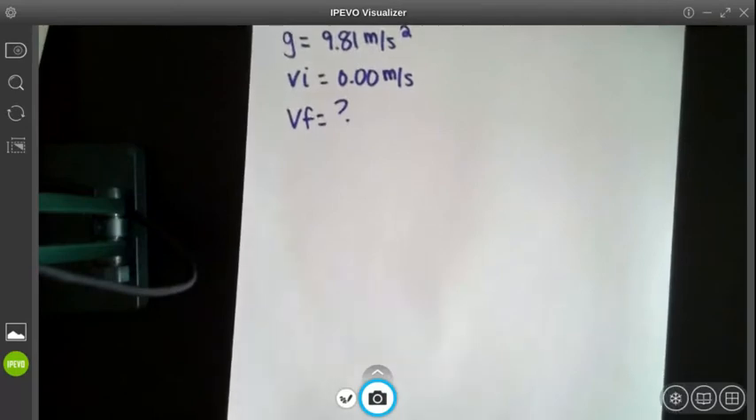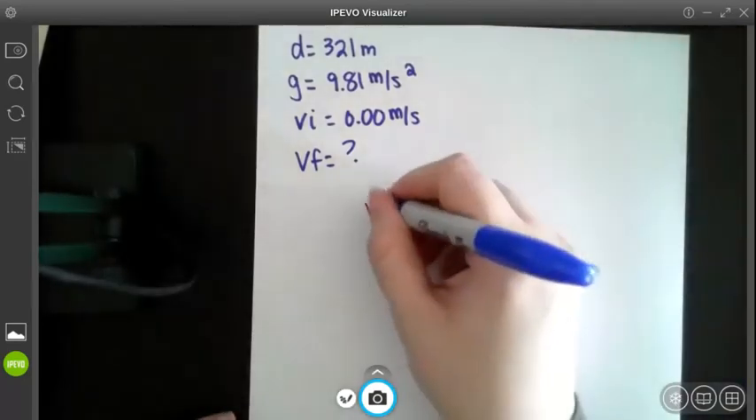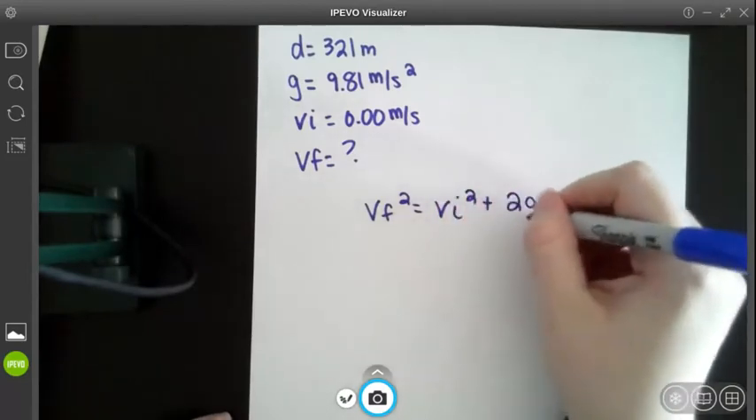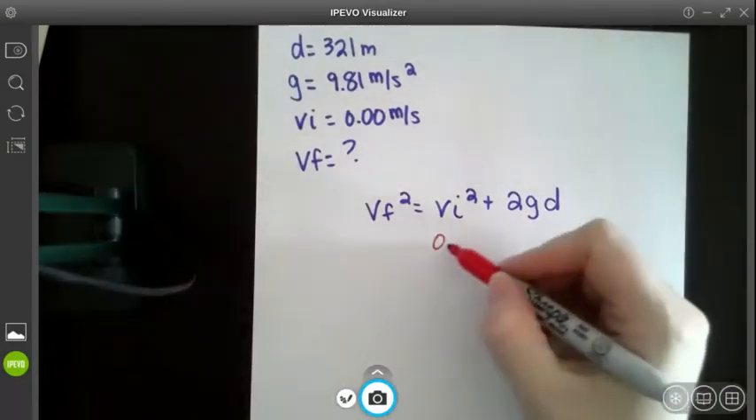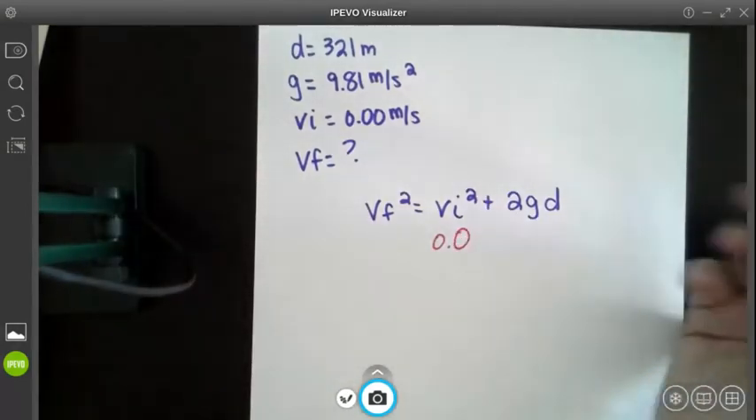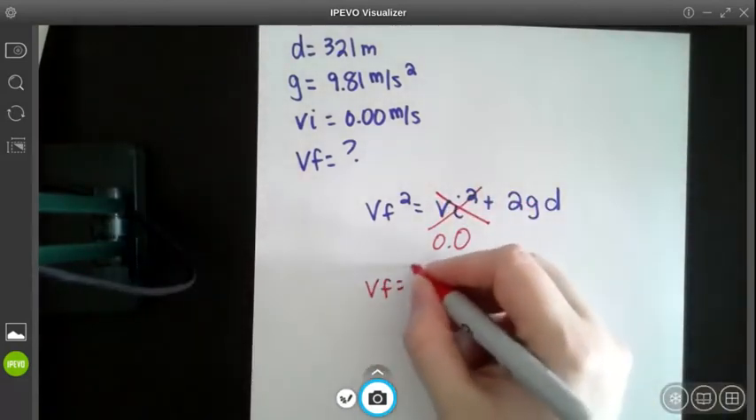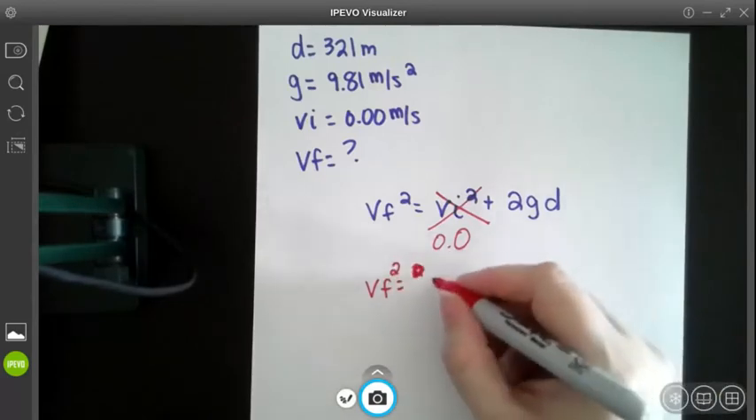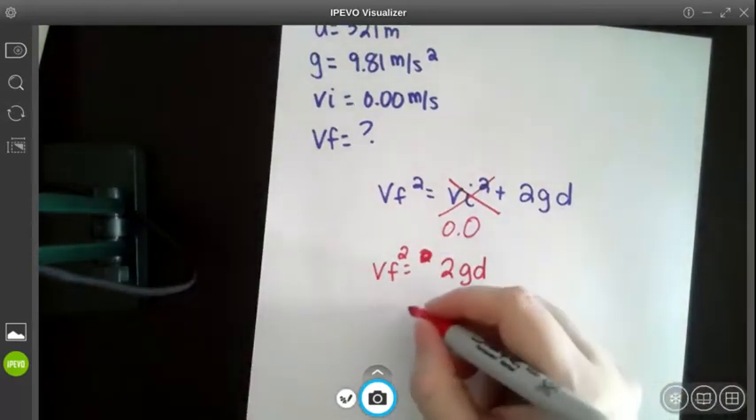So looking at what we're given will determine which equation we have to use. So we're going to use the second one. VF squared equals VI squared plus 2gd. Since VI is 0, we're actually just going to cross this out from the equation because we won't need it. So it leaves VF squared equals 2gd.